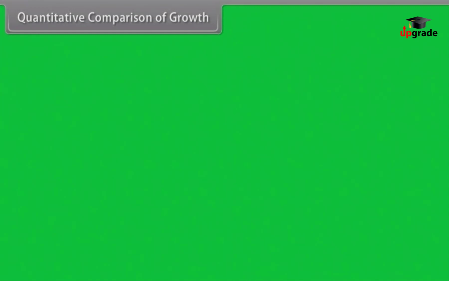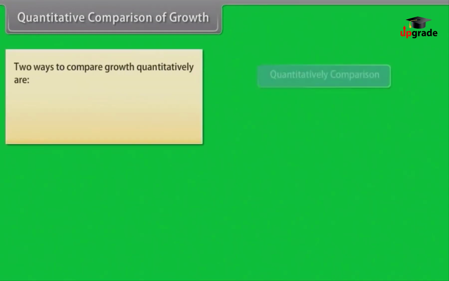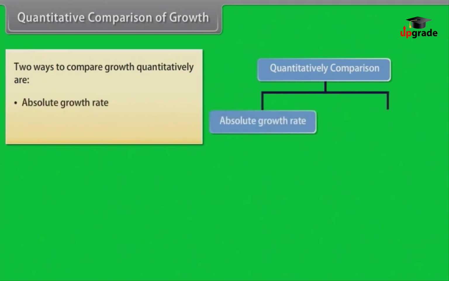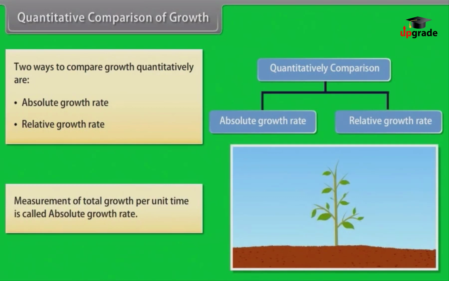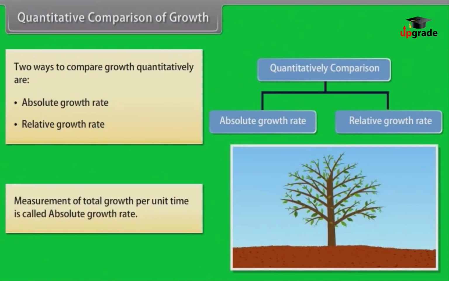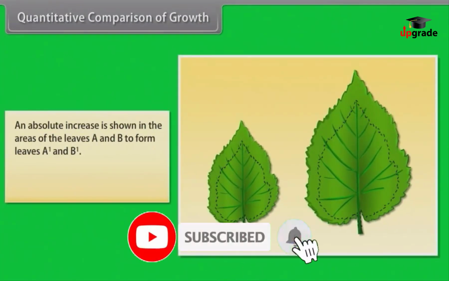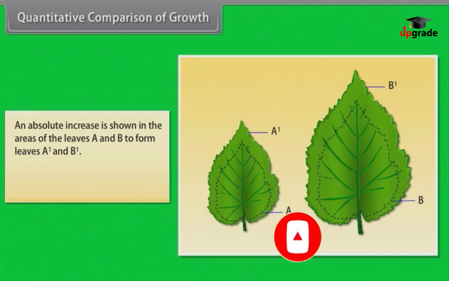Quantitative comparison of growth. Two ways to compare growth quantitatively are absolute growth rate and relative growth rate. Measurement of total growth per unit time is called absolute growth rate. An absolute increase is shown in the areas of the leaves A and B to form leaves A1 and B1.